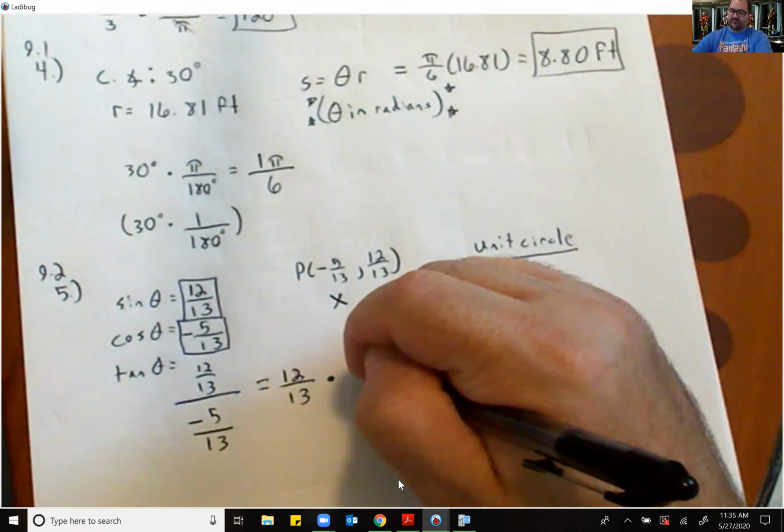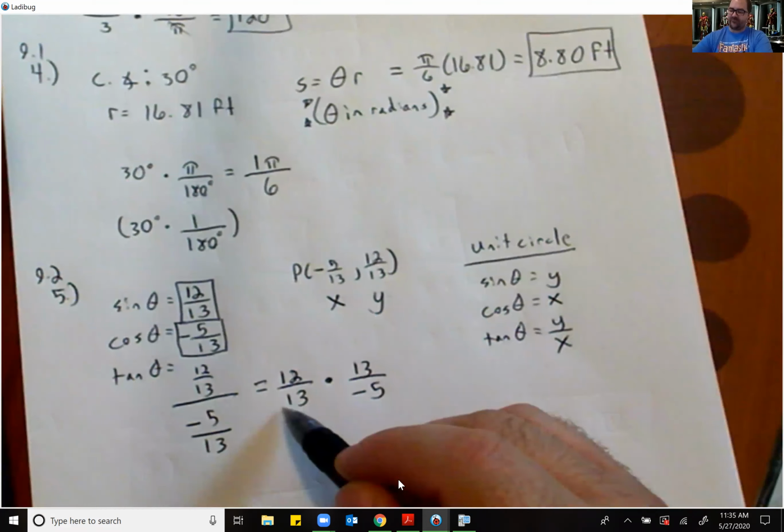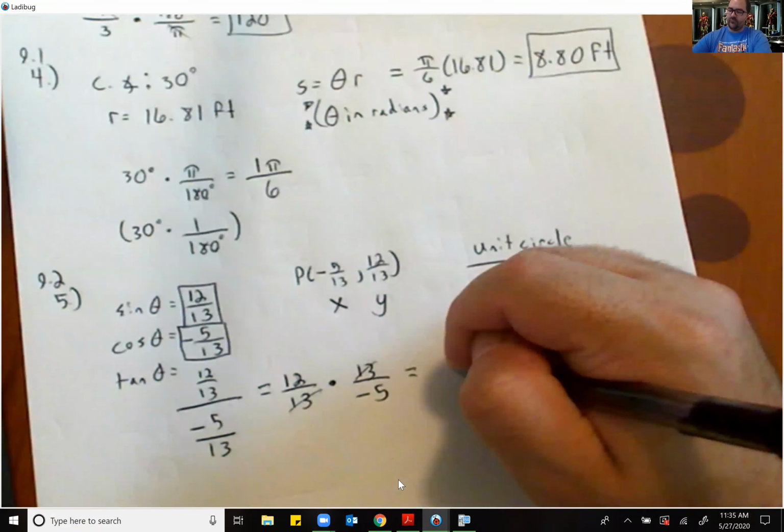13 over negative 5. Well, what's going to happen to 13? They're going to cancel out. What am I left with? 12 over negative 5.